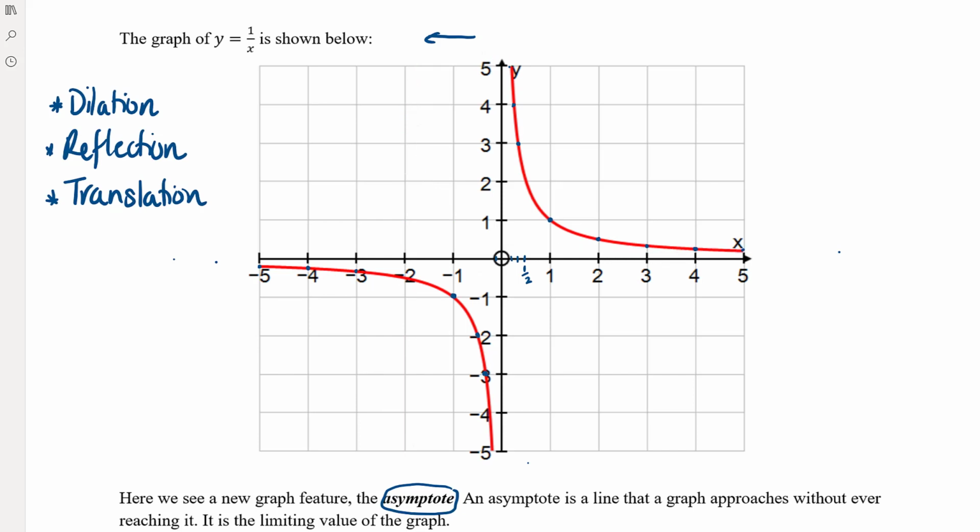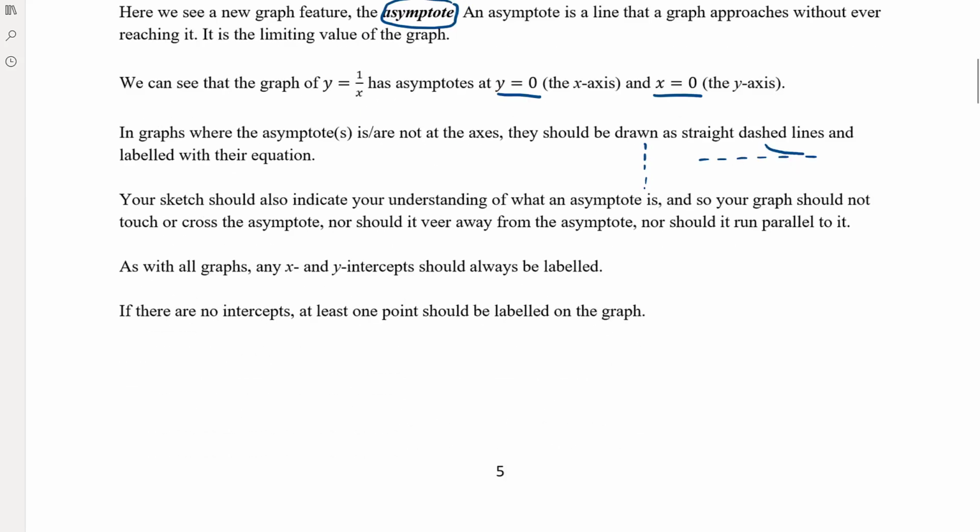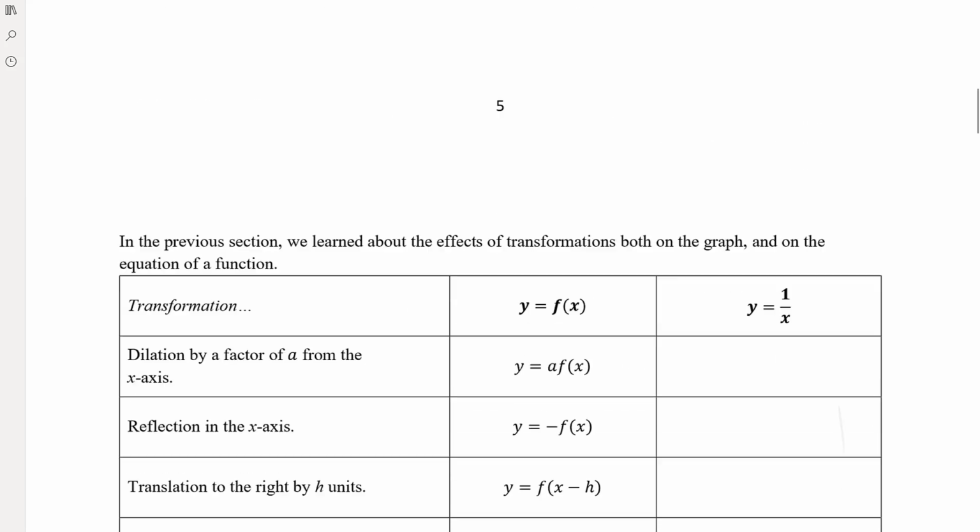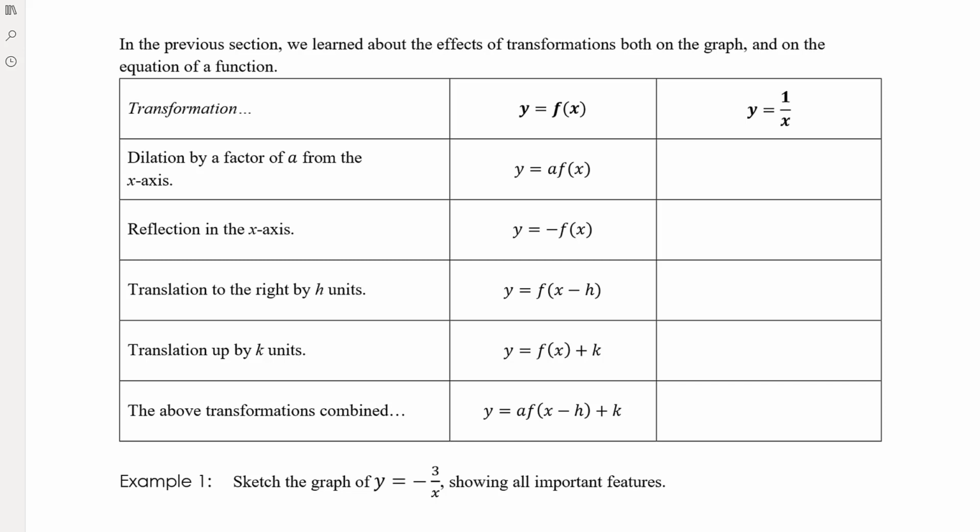If you're not very good at drawing straight lines without a ruler, use a ruler. Use the edge of your CAS. Use some sort of straight edge to give you a straight asymptote. So translations are going to be the ones that move where those asymptotes are. So let's start to combine together this equation with our known transformations.